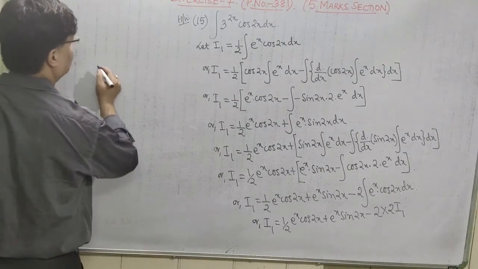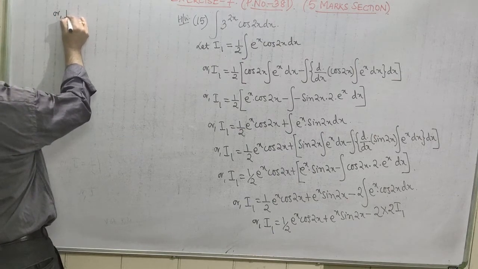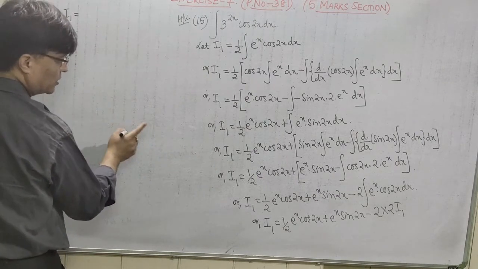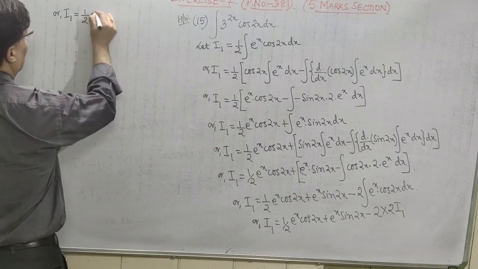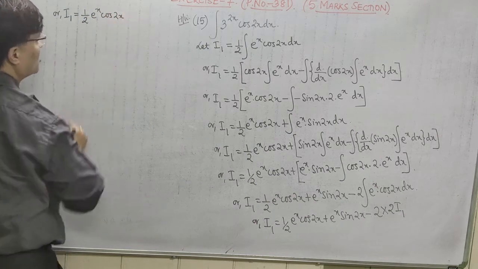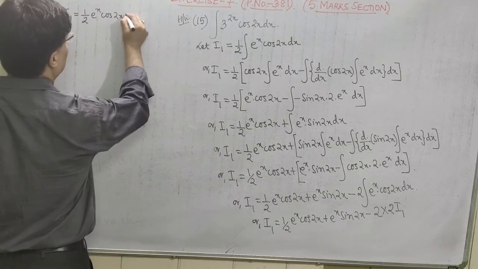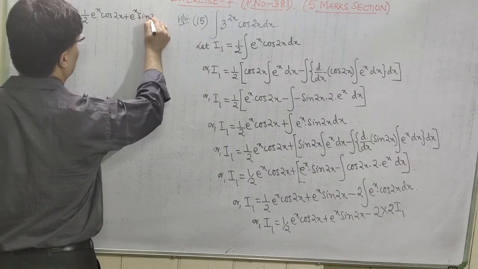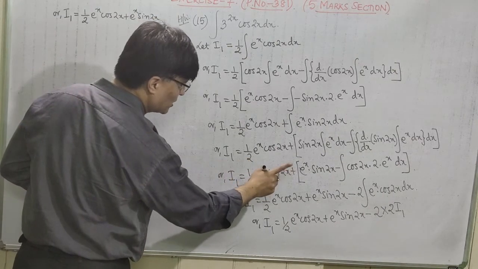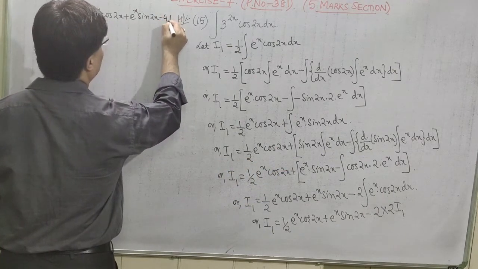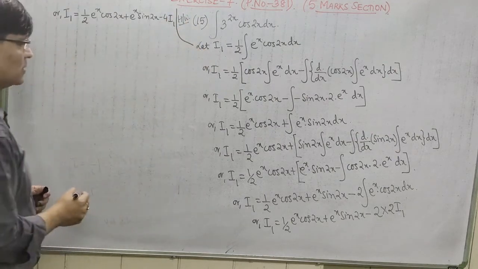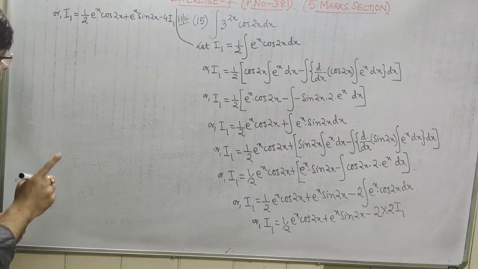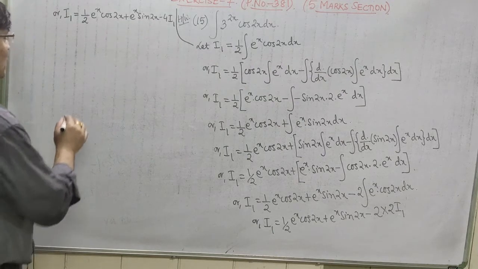Or I1 is equal to, the first term here is half e to the power x cos 2x, right? Then plus there is e to the power x sin 2x, minus 4I1, this is your 4I1, right? So I1 is equal to half e to the power x cos 2x plus e to the power x sin 2x minus 4I1, okay?